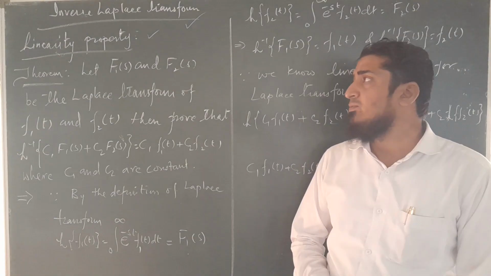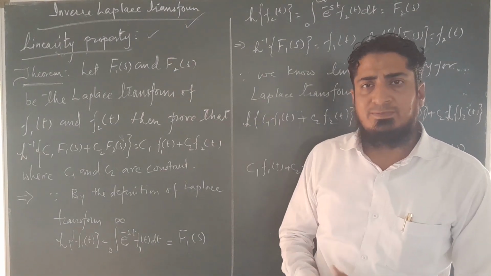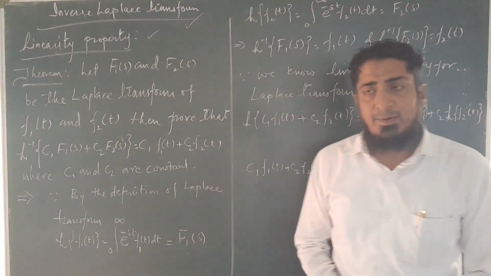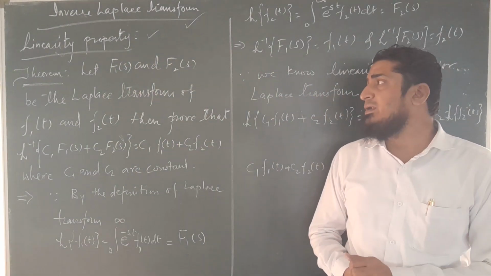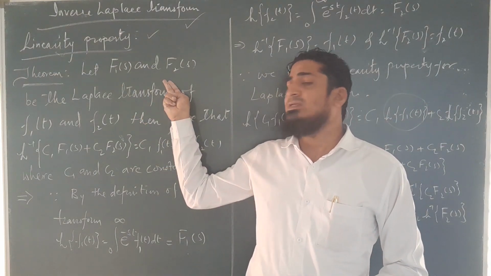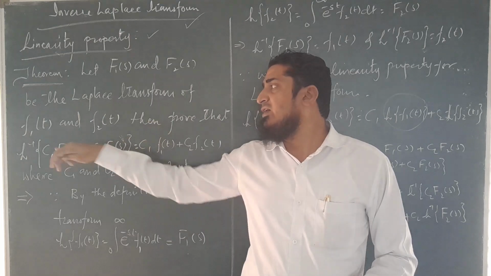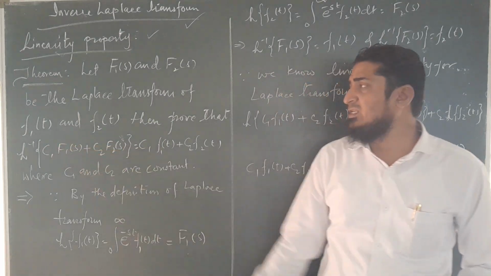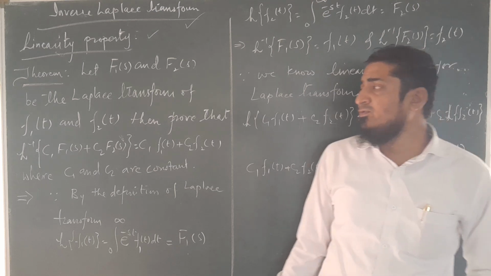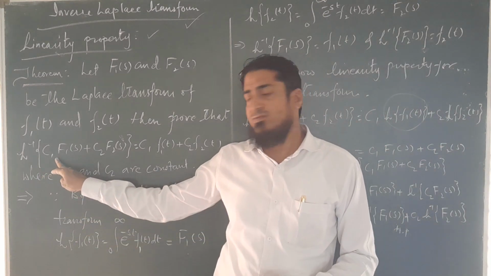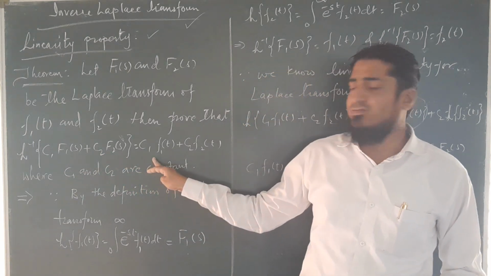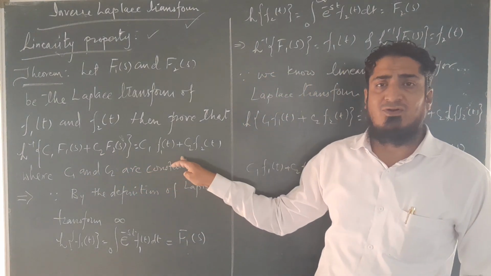As you know, we are studying inverse Laplace transform. In the previous lecture we have seen the linearity property. In the linearity property we have two functions F1(s) and F2(s), which are Laplace transforms of f1(t) and f2(t) respectively. And the theorem says we have to prove inverse Laplace transform of c1 F1(s) plus c2 F2(s) is equal to c1 f1(t) plus c2 f2(t).